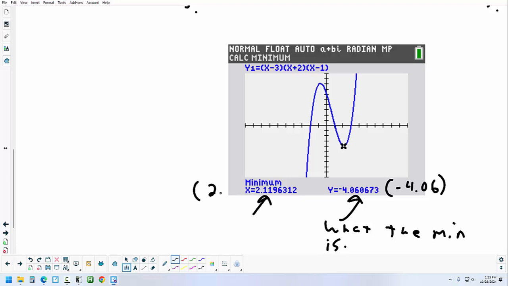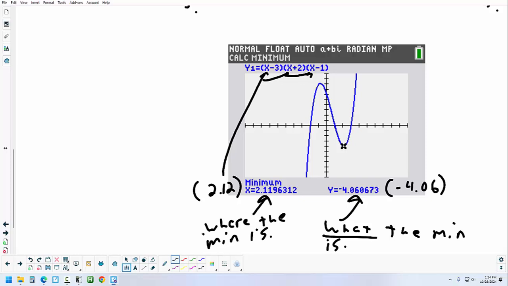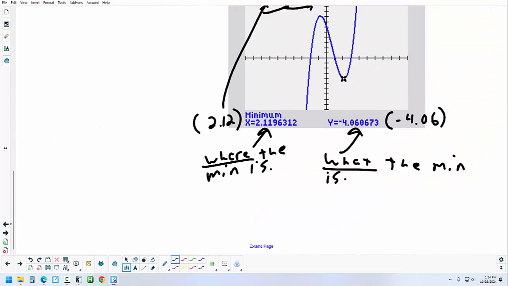And this number 2.12, what's that one? That's where. That's the number that if you took 2.12 and filled it in for all the x's, you would get negative 4.06. So is x always going to be where it is and y is always going to be what it is? Mhm. Where the minimum is. So what it is, where it is. Any questions on finding the local mins and maxes? Pretty much just on the calc.